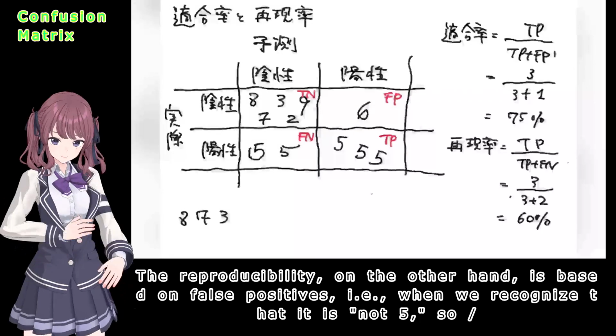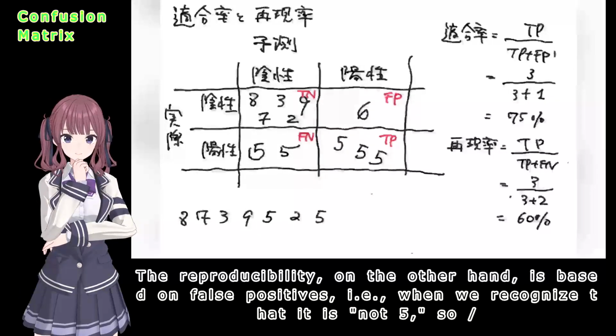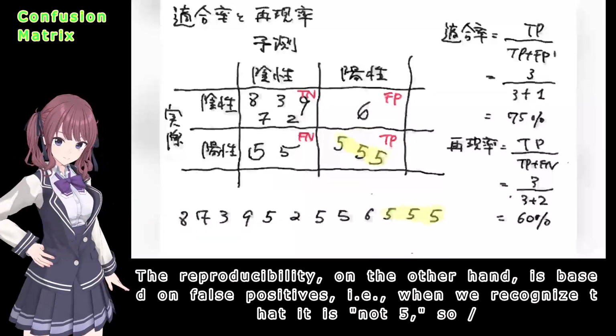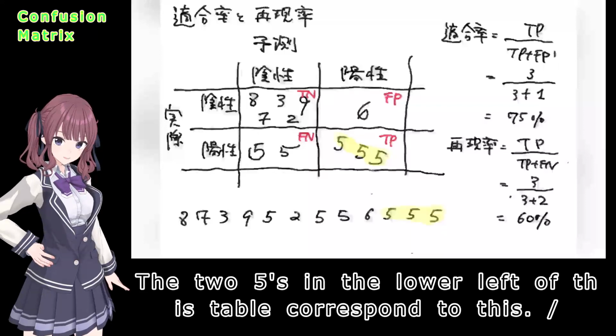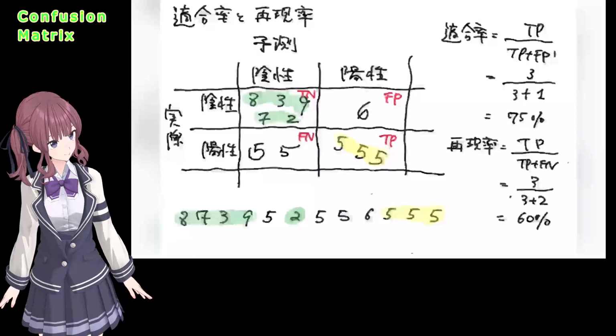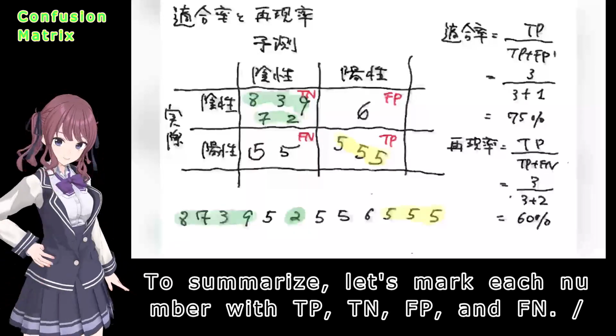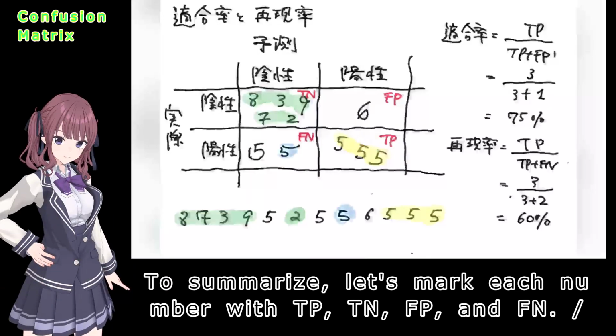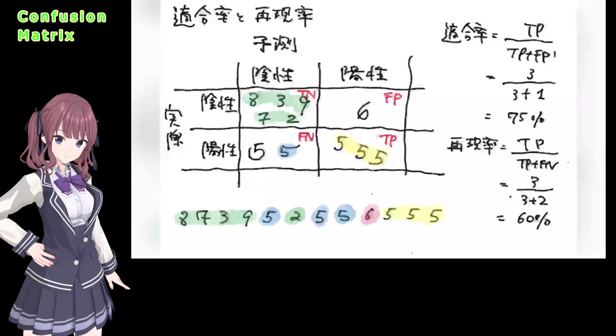The reproducibility, on the other hand, is based on false positives, i.e., when we recognize that it is not 5. The 2 5s in the lower left of this table correspond to this. To summarize, let's mark each number with pop and pop, and then.